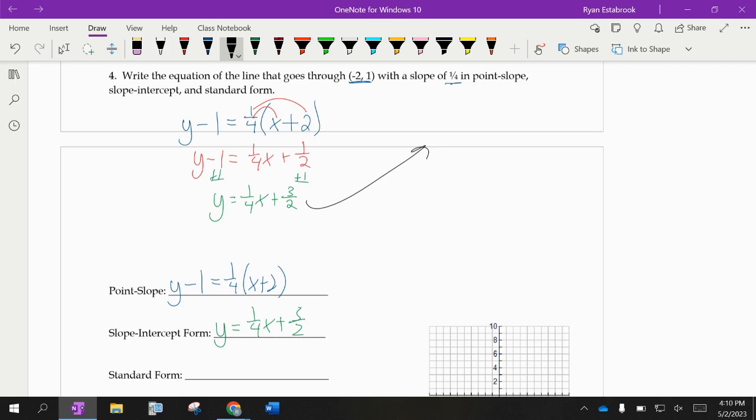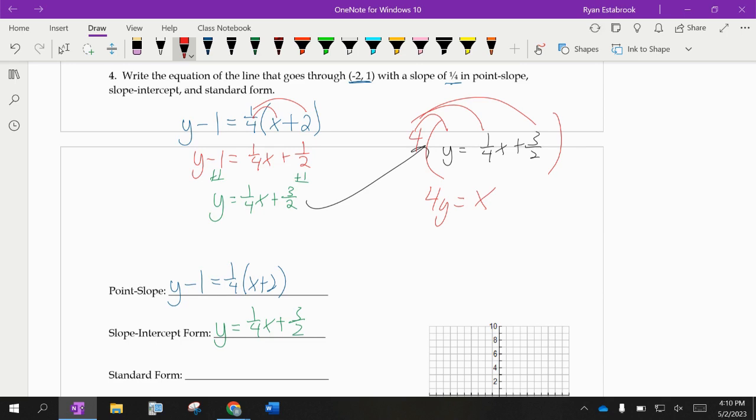Lastly, we need to get into standard form. So we're going to take this equation and do what we did in the previous one. We're going to multiply so there's no more denominators. And as I look at the denominators right now, 4 is the biggest one. So if we multiply everything on both sides by 4, 4 times y is 4y. 4 times 1x is x.